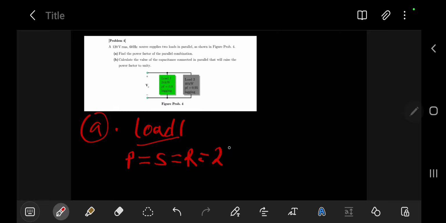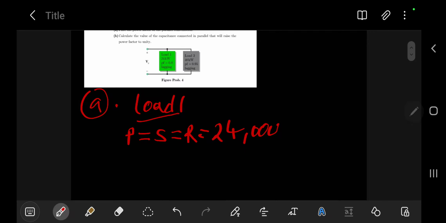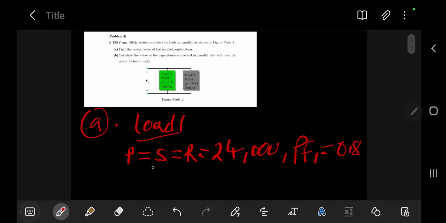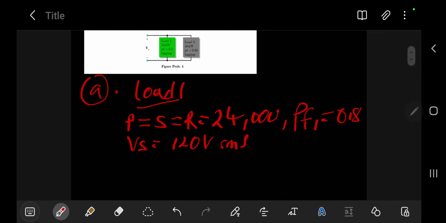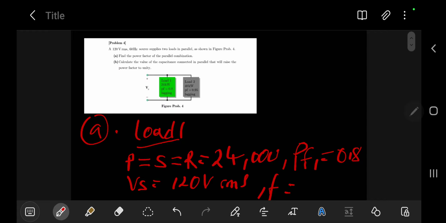This is equal to 24,000. And then we have also been given a power factor for load 1, which is 0.8, and it is lagging. Then we know that the voltage source is equal to 120 volts RMS, and the frequency is equal to 60 Hz.